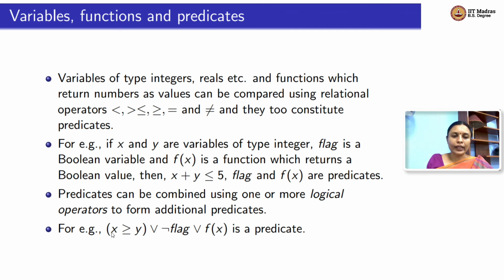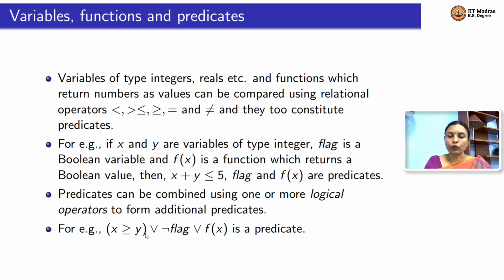So you take this: variables, as I told you, can be integers, reals and so on. They can be combined with relational operators like these: less than, greater than, less than or equal to, greater than or equal to, not equal to. For example, here is a predicate. Look at the last item here: x greater than or equal to y, or negation of flag, or f of x.